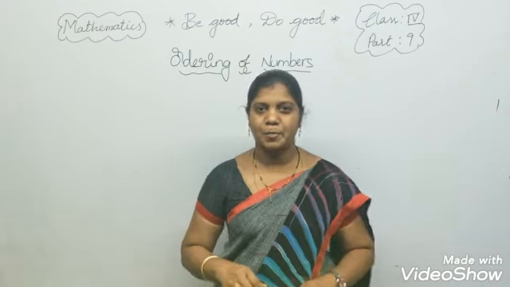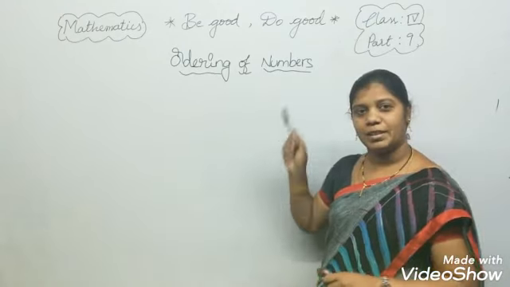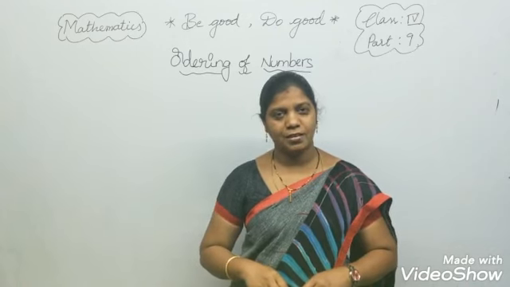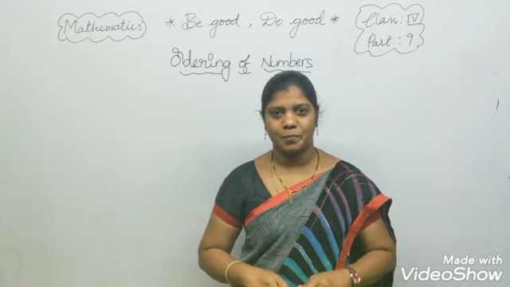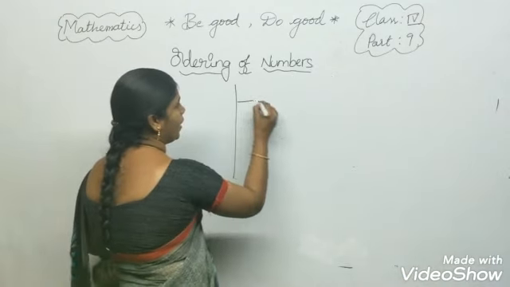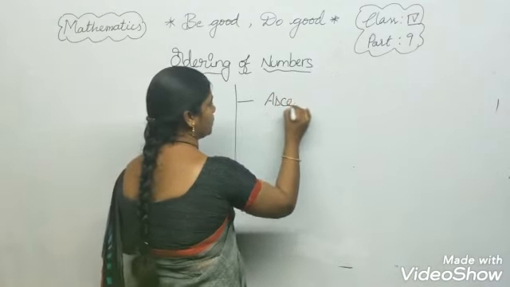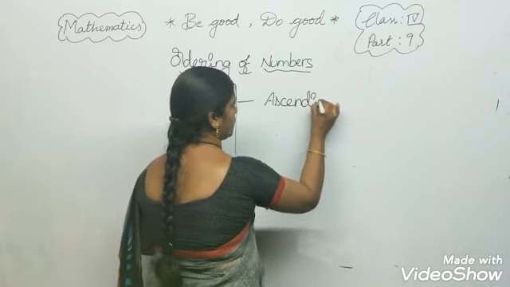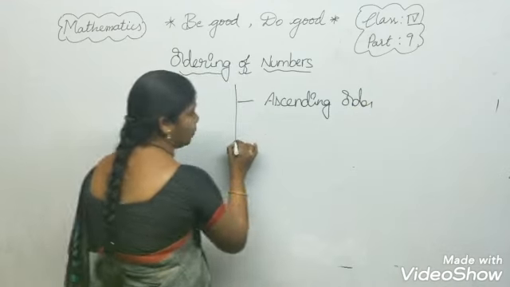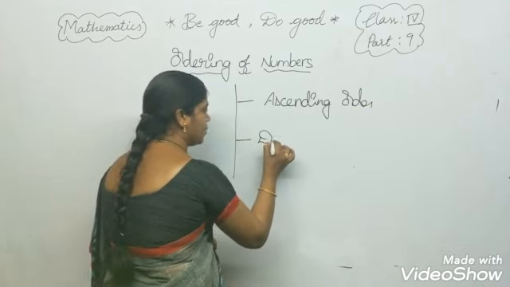Today I am going to explain about ordering of numbers. We can arrange numbers in increasing order and also decreasing order. Increasing order is also called ascending order, and decreasing order is also called descending order.